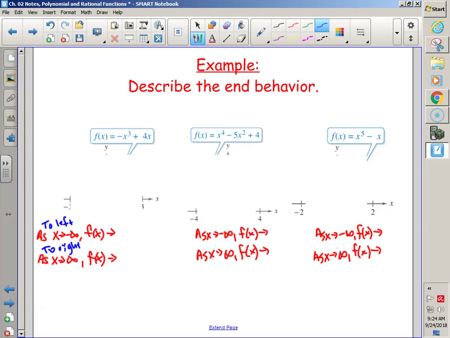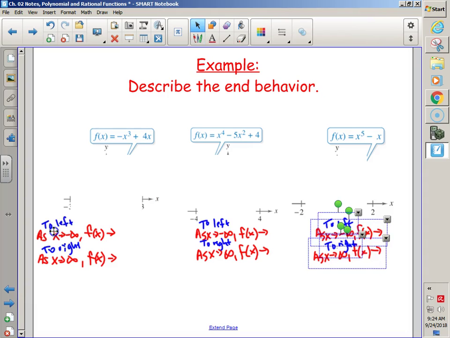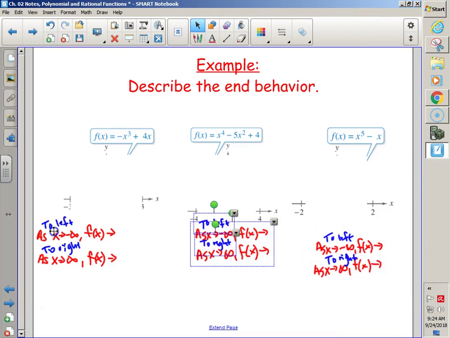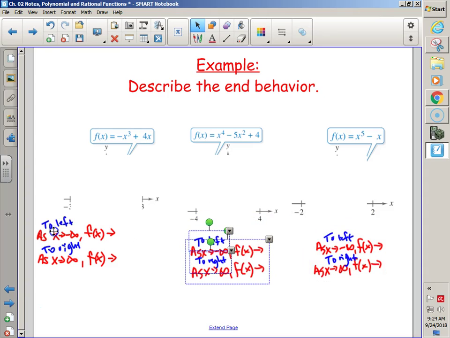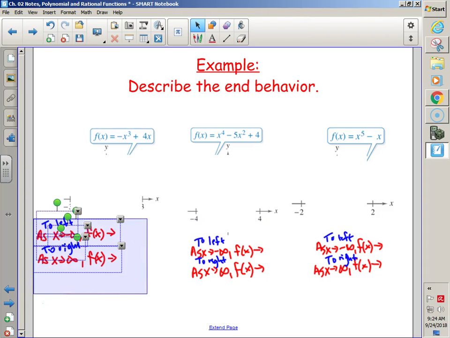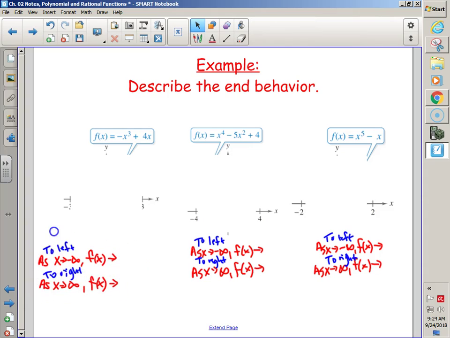In blue, I'm writing what the little x approaching infinity or negative infinity means as far as what direction you're headed. You can think of it as to the left and to the right. What's the graph doing? For the notation, you have to write x approaches negative infinity. That means as you go to the left of the graph. As x approaches positive infinity, that's as you go to the right of the graph.